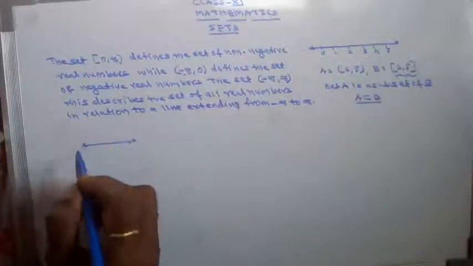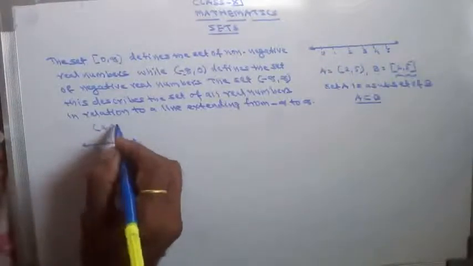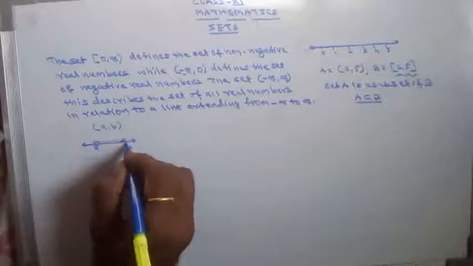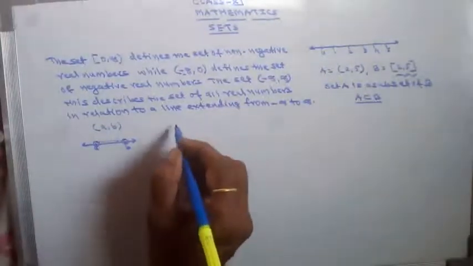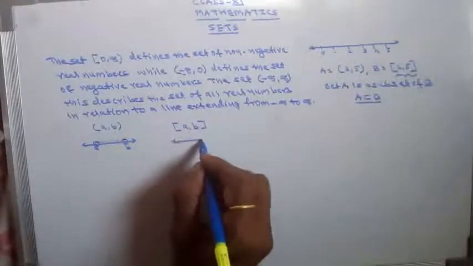Suppose you have a real number line, and here the number is A, here it is B. If I want to write the set of all real numbers between A and B, excluding A and B, I will write it in this way. On the real number line it can be shown by making a circle here and a circle here. This indicates that we have the set of all real numbers excluding A and excluding B.